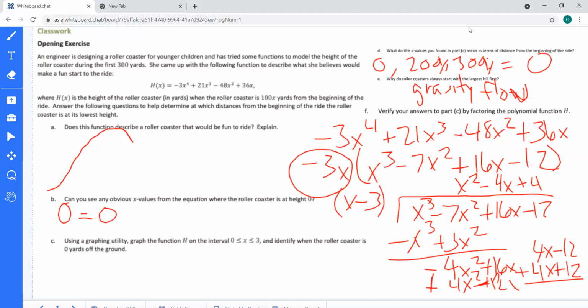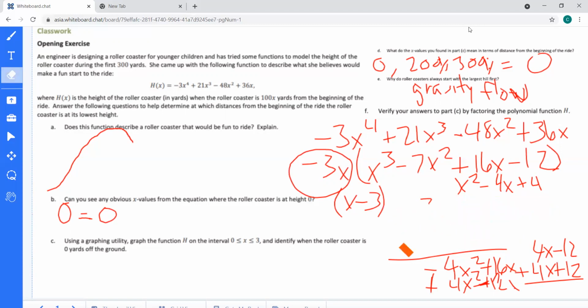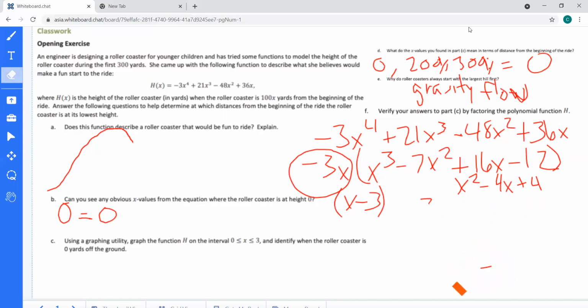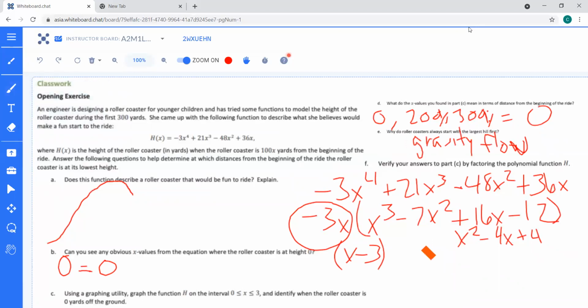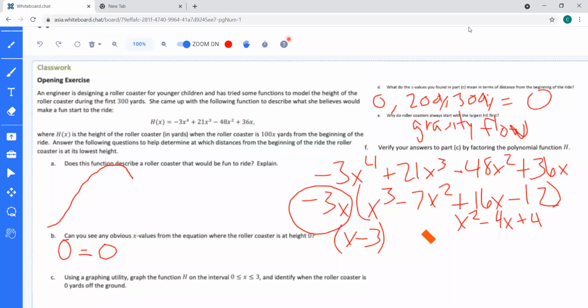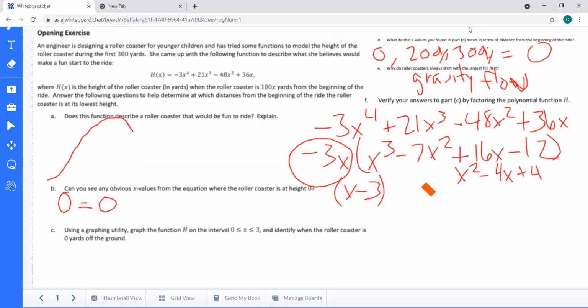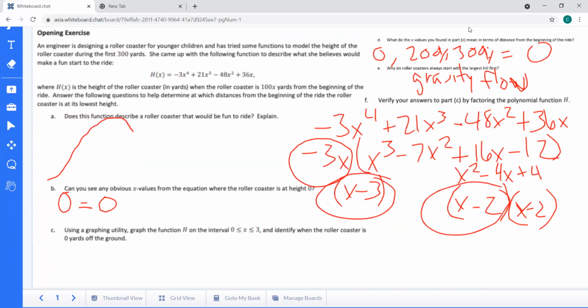Okay. And I bet we can factor this out to get our 2. So let me do that. Okay. So let's take this, and is this going to work? Yeah. I can say x minus 2 and x minus 2. So there's my 2, and there's my 3, and there's my 0. Cool. Okay.